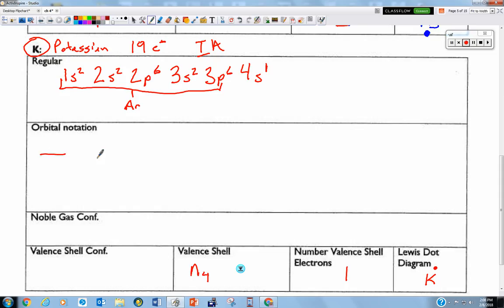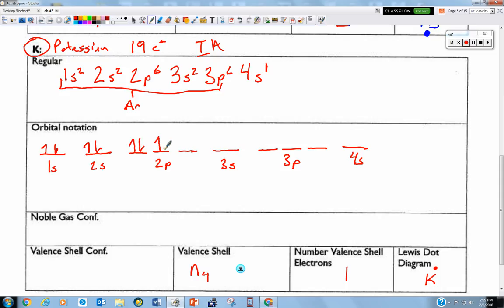All right, so orbital notation. Up, down, up, down, up, down, up, down, up, down, down, up, up, up, down, down, down, up. All right.